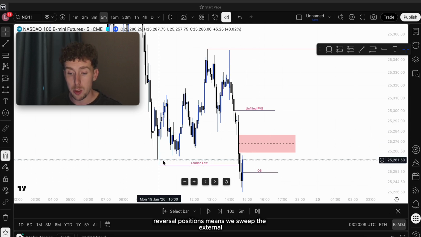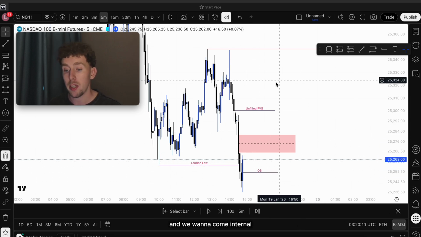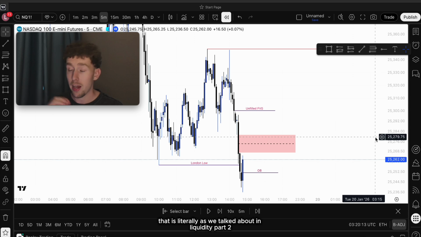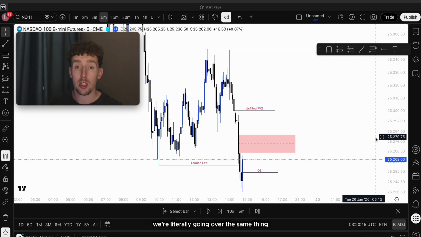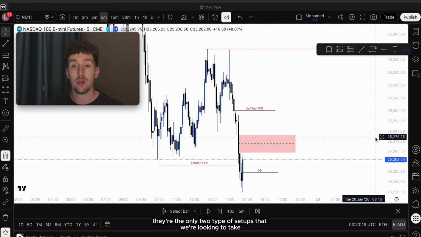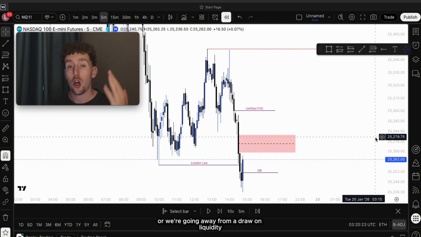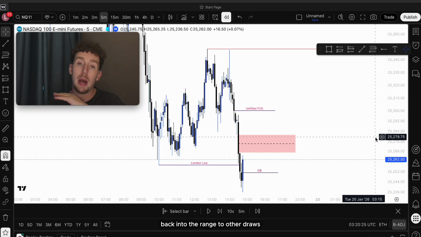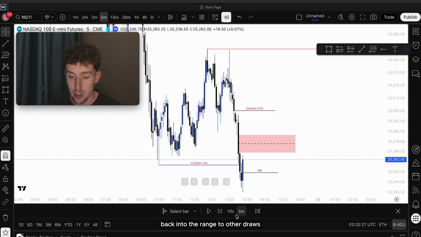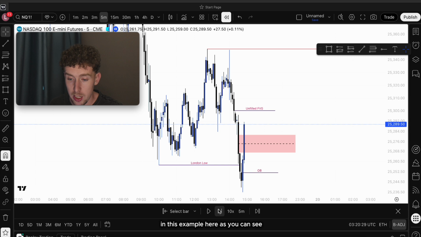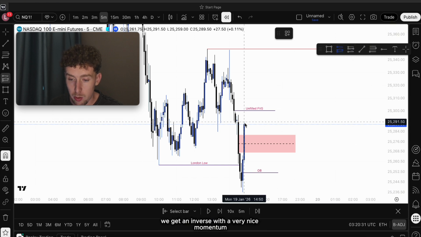Reversal positions means we sweep the external and we want to come internal. That is literally, as we talked about in liquidity part 2, we're literally going over the same thing, but it's so important because they're the only two types of setups that we're looking to take. We're either pushing towards a draw on liquidity, or we're going away from a draw on liquidity back into the range to other draws. In this example here, as you can see, we get an inverse with very nice momentum.